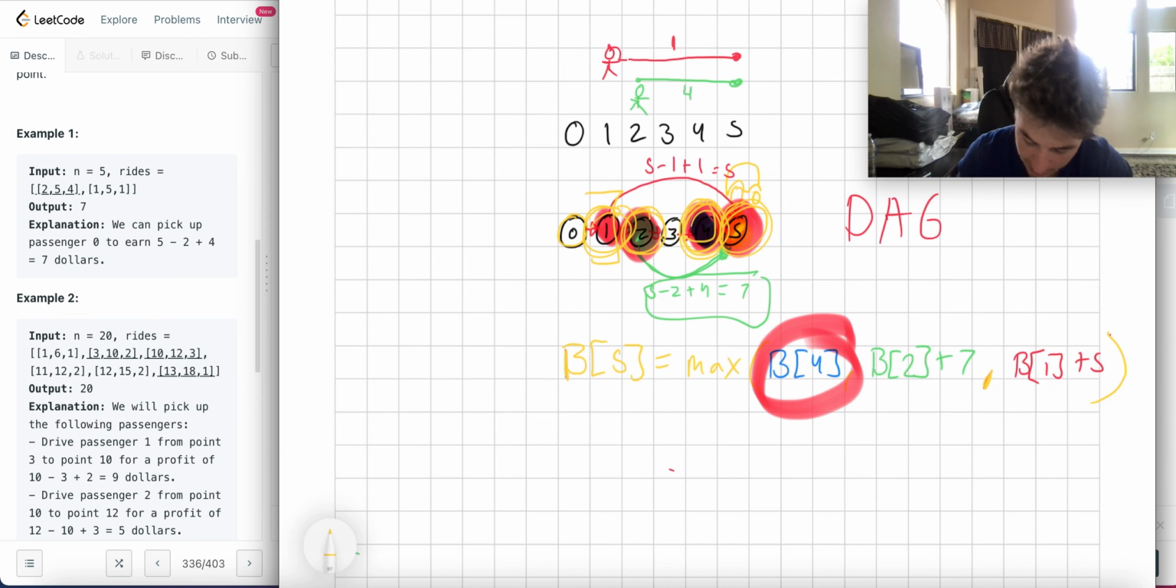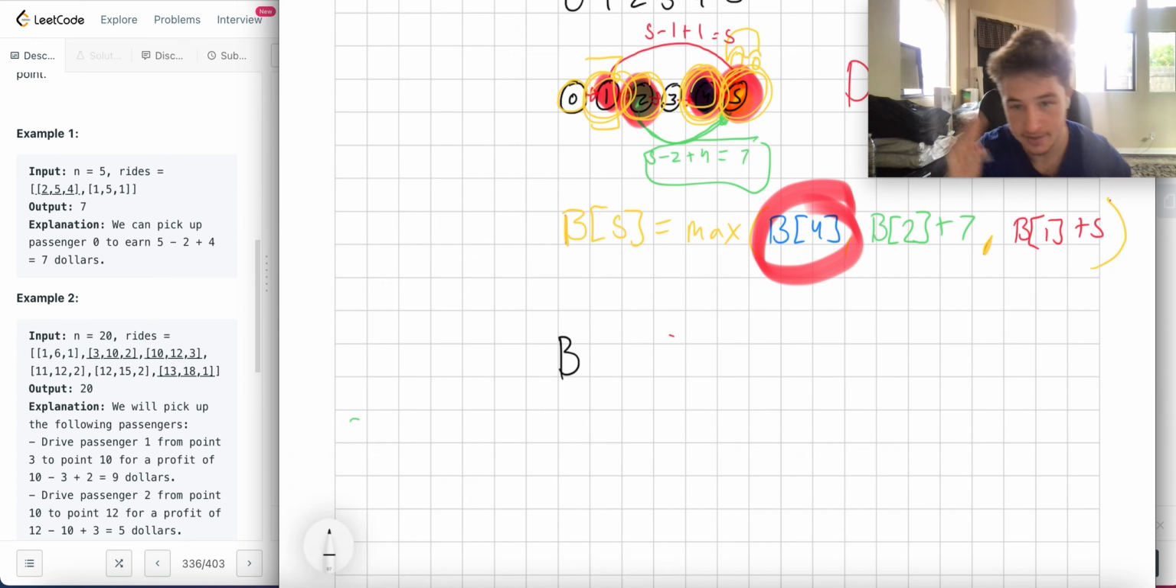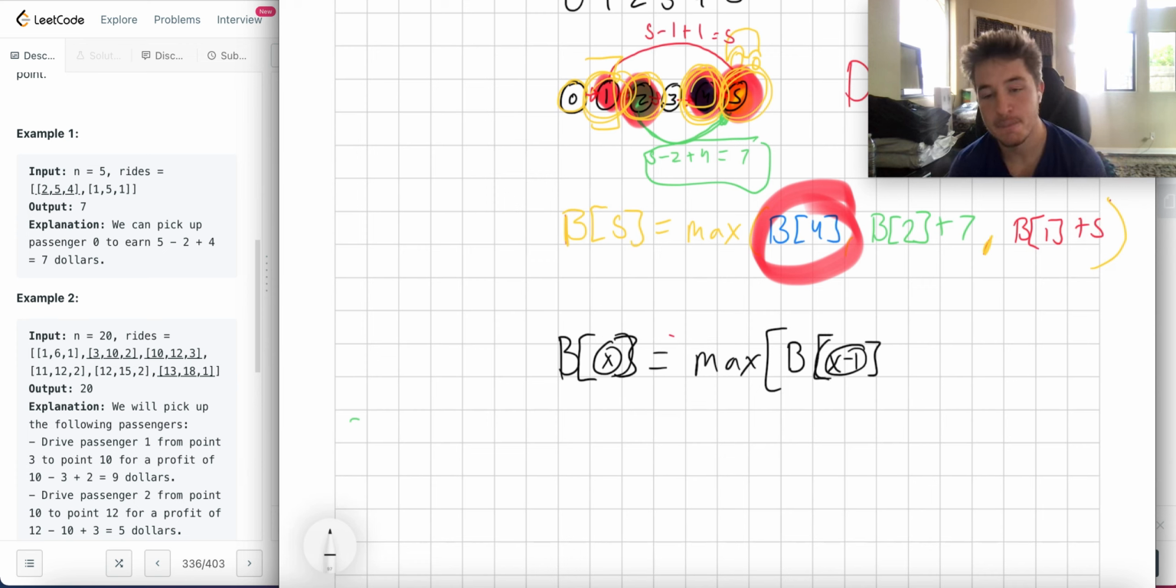So what's the recurrence relationship then? Okay, so the best thing, the highest, the most optimal, I'm just going to call it B for whatever reason, at some state X is equal to the maximum of the best thing of the state before X, right? Because the state before X is the state if you skipped the people, right?